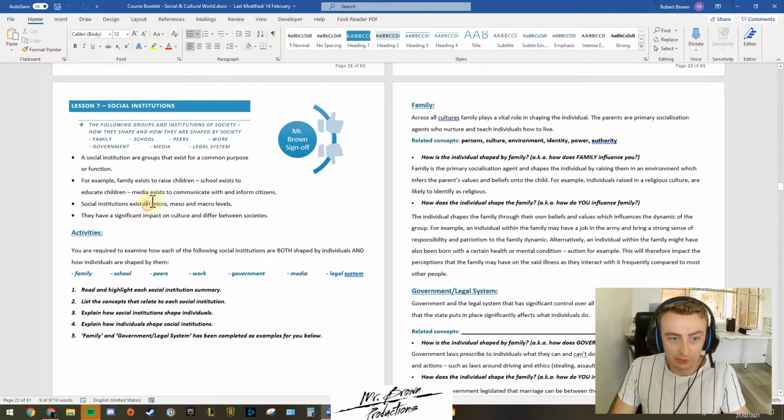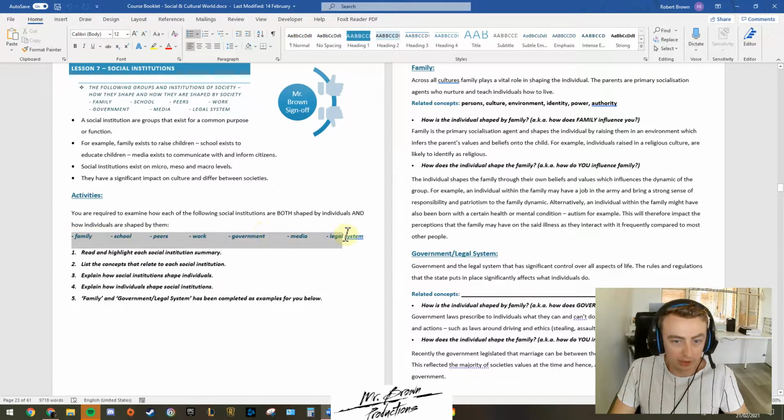And again, that's our next point. They exist on all levels. So if we look at micro, we've got examples of, say, family. That's an example of a social institution. At meso we have school and work. At micro, your peers also appear here as well, and then at a macro level we have the legal system, media, and government.